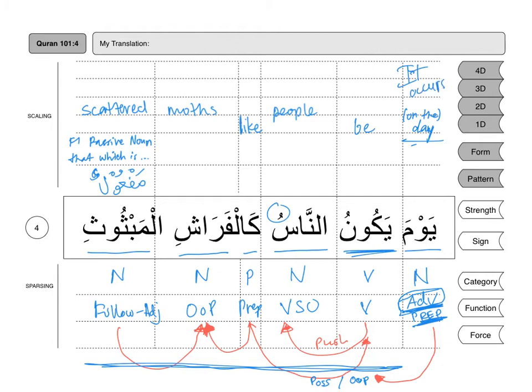It occurs on the day. So yawm, as a preposition or an adverb, would be linked to the verb occur. Okay, that's it for verse number 3.